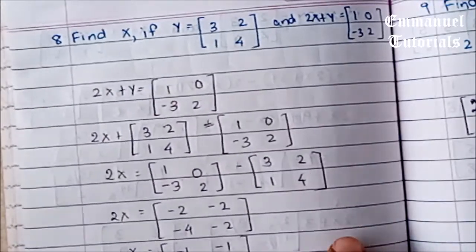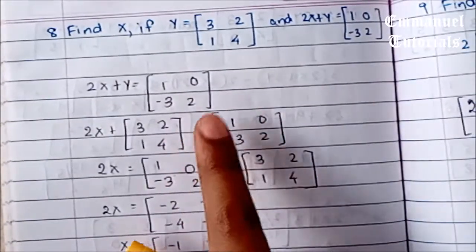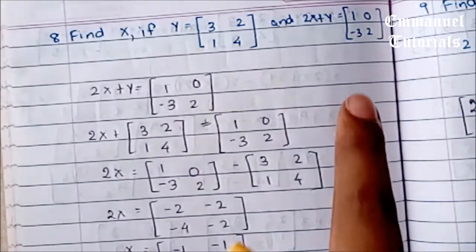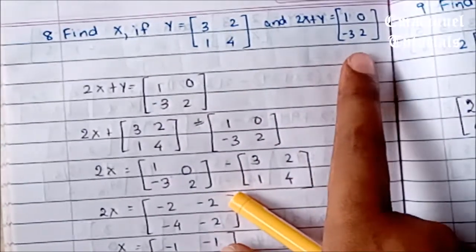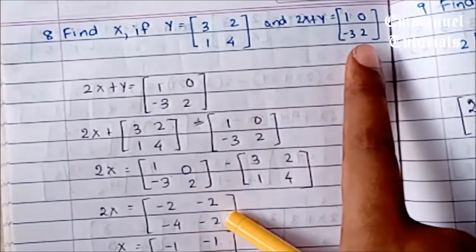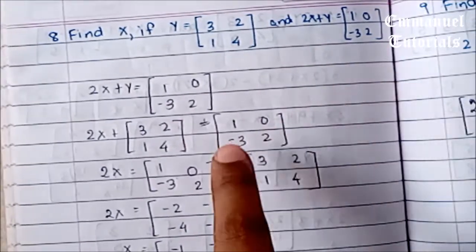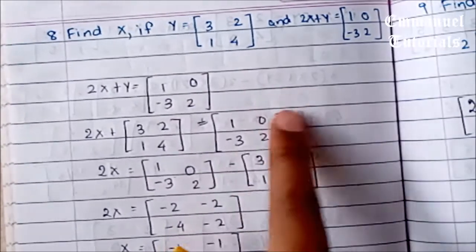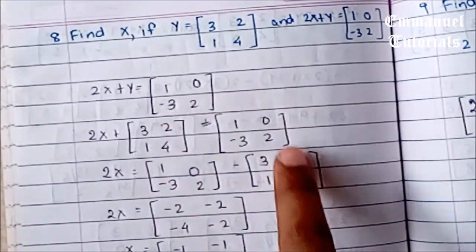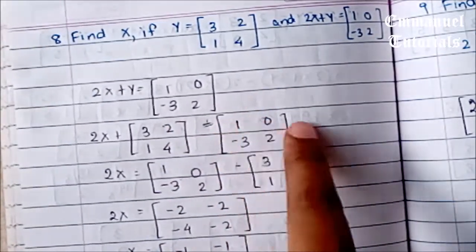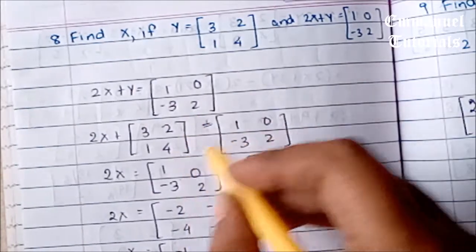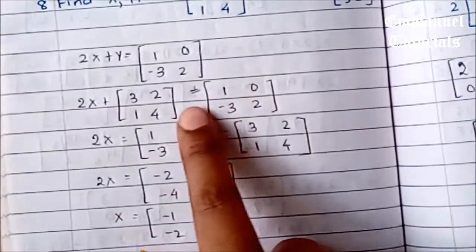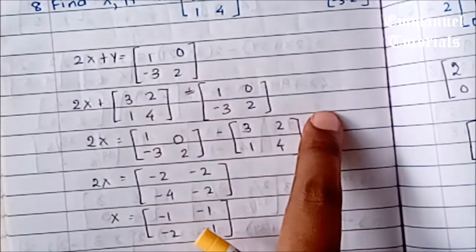Now let's solve the next question. You have to find x if y is equal to this matrix, that is [3, 2, 1, 4], and the 2x plus y equation is equal to [1, -3, 1, 0, -3, 2]. Now in such questions what you can do is directly write the equation 2x plus y is equal to [1, 0, -3, 2] and substitute the value of y because y's value is given.